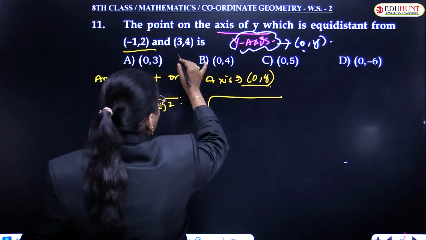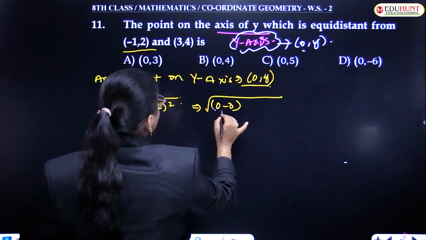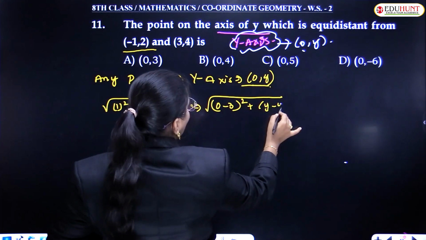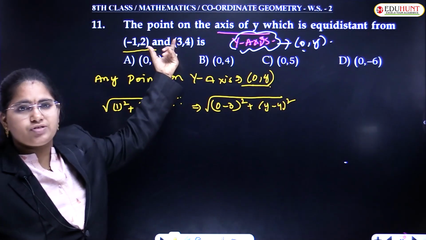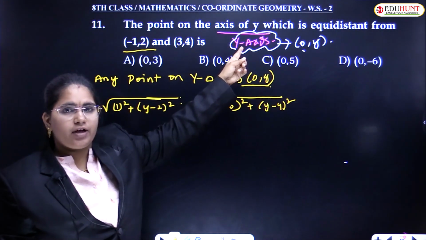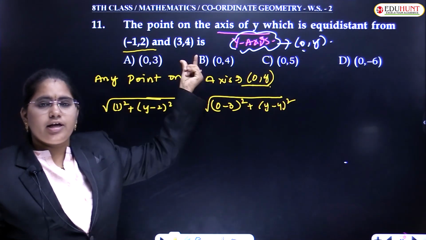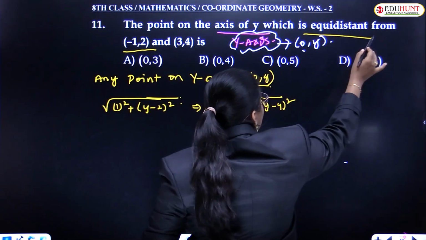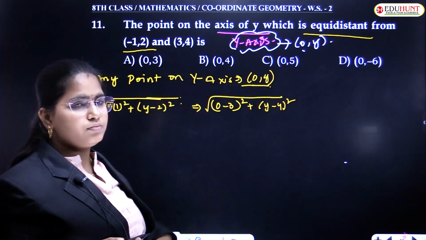Next, (0 minus 3) whole square, and this is (y minus 4) whole square. As per the question, the distance of any point on the y-axis from this point must be equal. In the question they used a word called equidistant, meaning both distances are made equal. So that's why I made them equal.